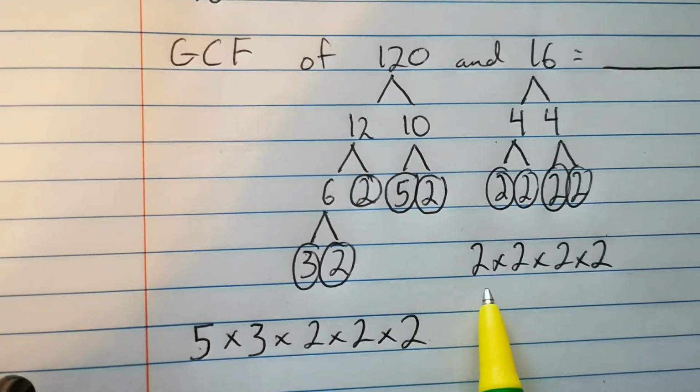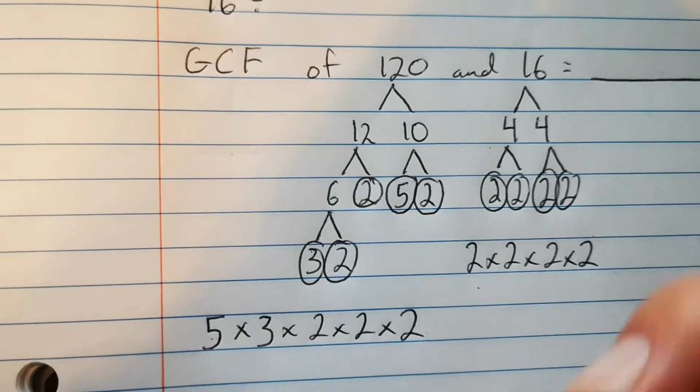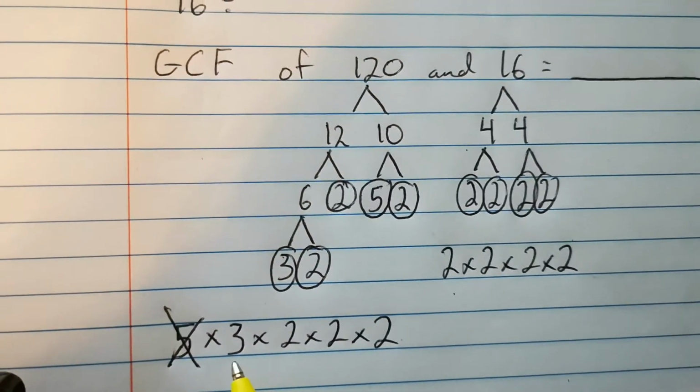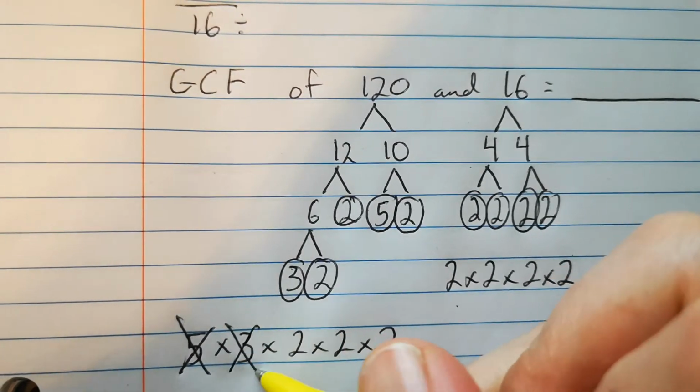do they both have 5? No. 16 has no 5s, only 120 does. So I get rid of that one. How about 3? 120 has 3 as a prime factor, but 16 does not. So I get rid of that one.